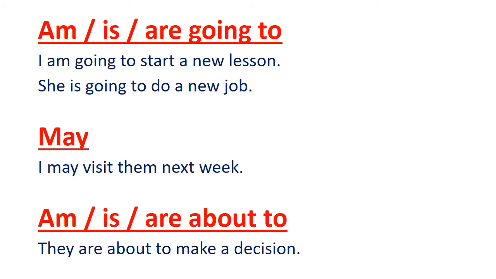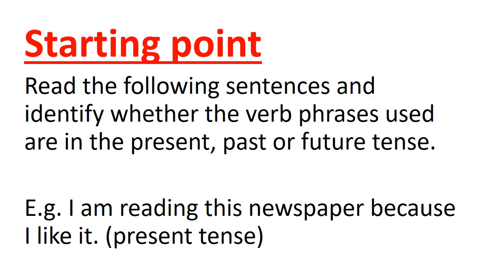Am, is, are and about to we can use to indicate the future. They are about to make a decision. That means they have not taken a decision. In the future, they will make a decision. They are about to make a decision. Okay, I believe you have understood the lesson, children.